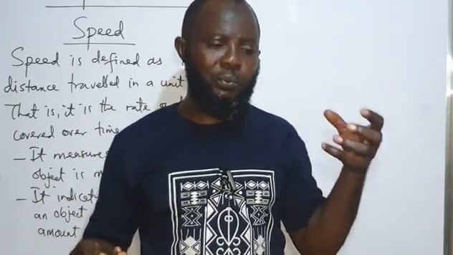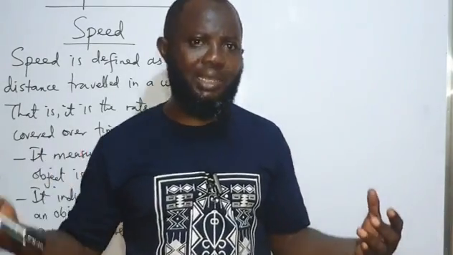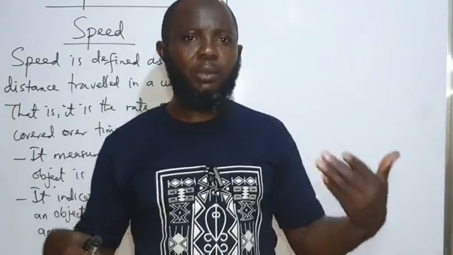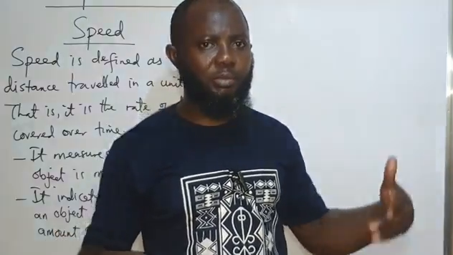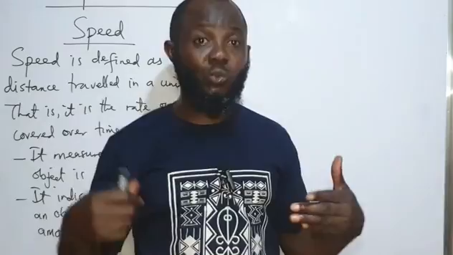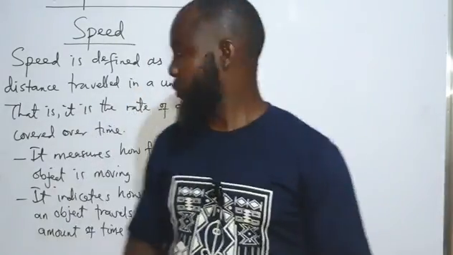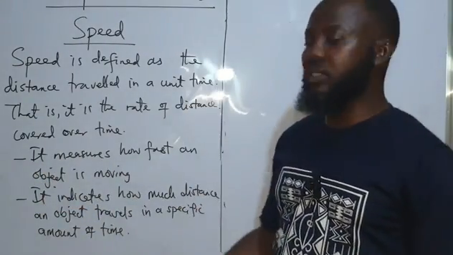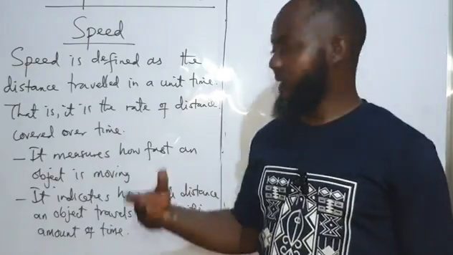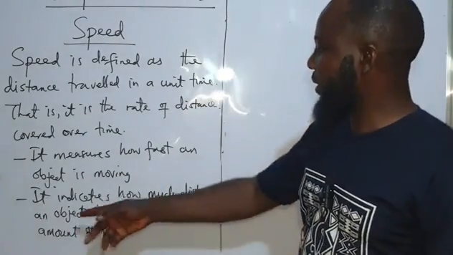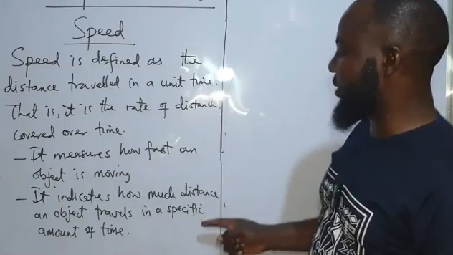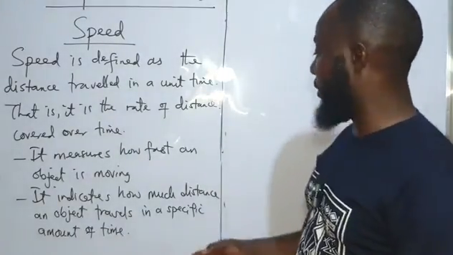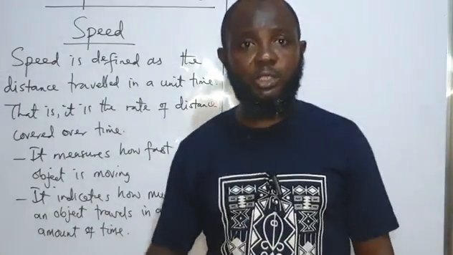We're trying to compare the distance and the what? Time. In a given time frame, how much distance will a particular object cover? That is what speed is talking about here. That is why I said here that it measures how fast an object is moving. How far is the object moving? Then it indicates how much distance an object travels in a specific amount of what? Time. That is what speed is all about.